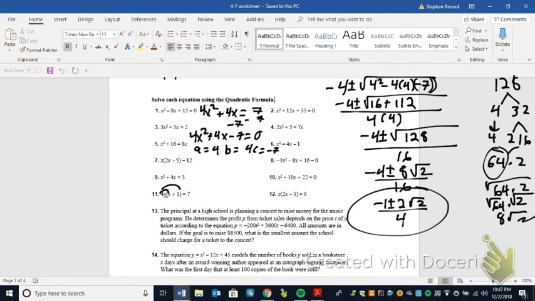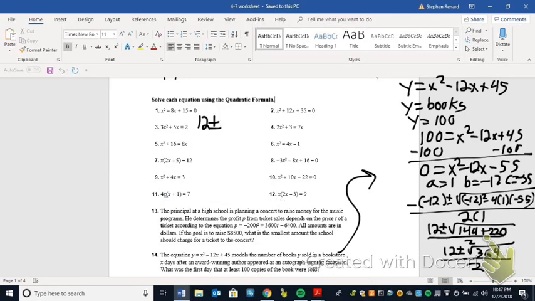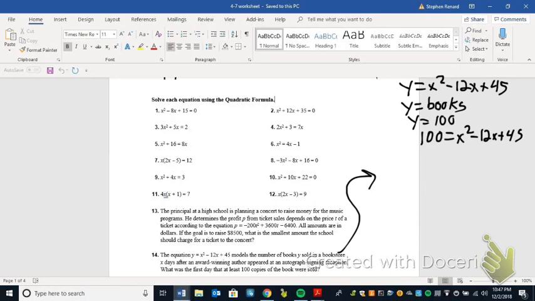Okay, and we already did the word problem in class. This is basically what you do. You set it up as y equals x squared minus 12x plus 45. Okay, that's the problem. Now you want to know when it first sells 100 copies. Well, y equals the number of books sold, so you set that equation equal to 100. Then you subtract 100 because you want to set it to 0. So that's where this step would be right here. Subtract 100 from both sides. I get 0 equals x squared minus 12x minus 55.